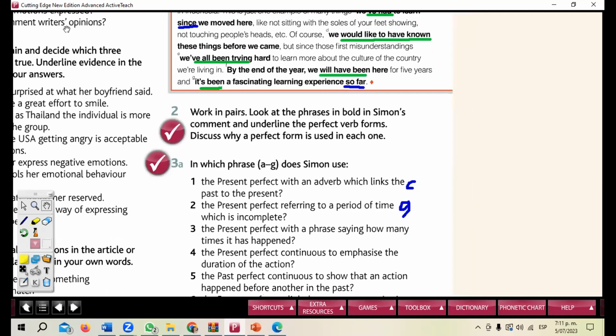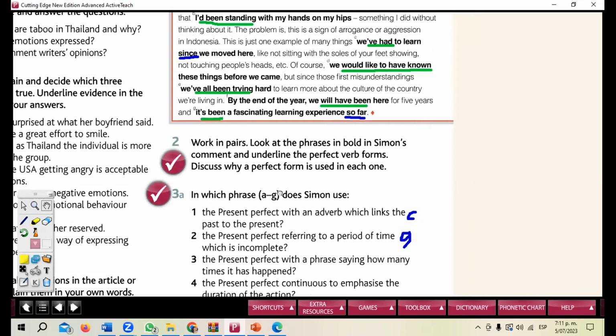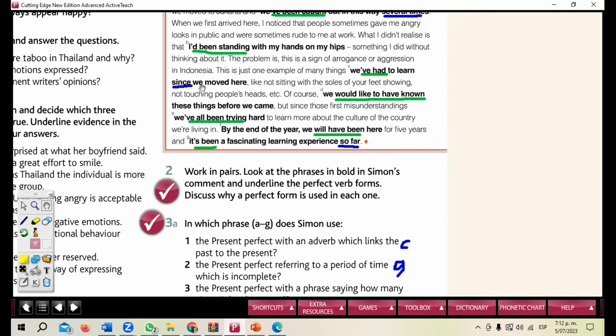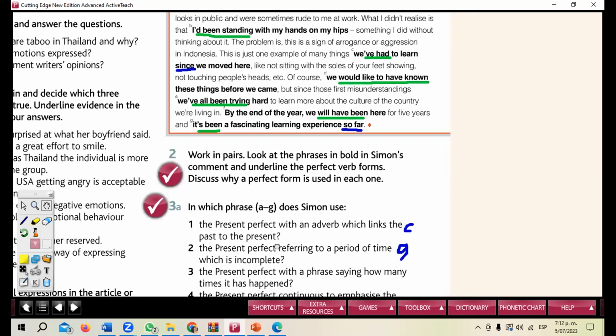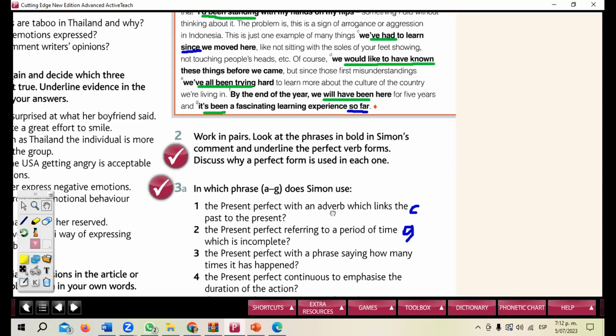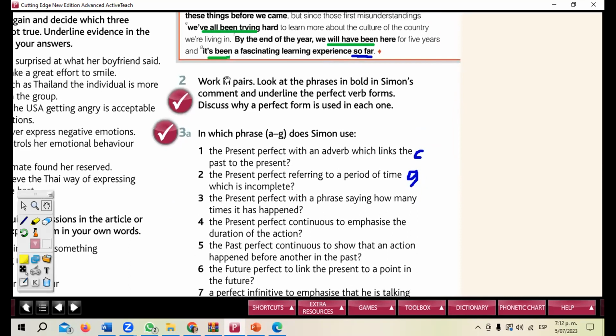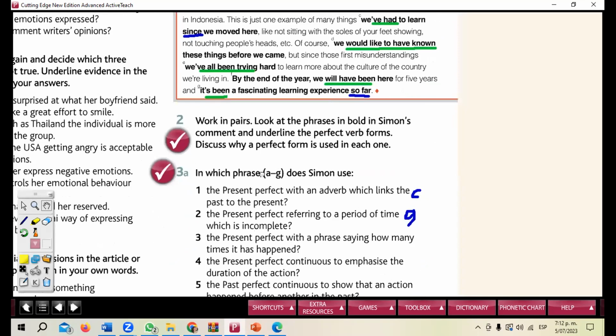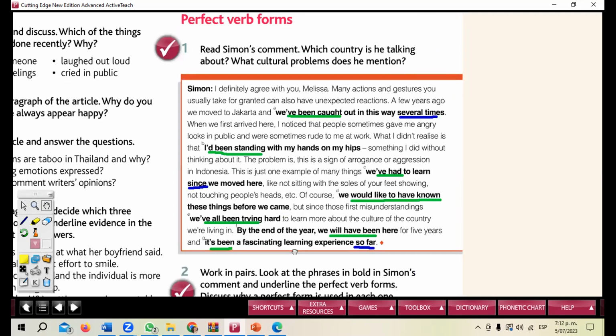Why couldn't C be the second one? Okay. Yeah. We've had to learn since we moved here. Yes, it can also be incomplete. We can also say C, but because we already use C here with a link from the past to the present, so we are trying not to repeat it, okay? But we can also say this letter C, it's an incomplete action, okay? We continue living here. All right. Okay, we say here A, right? Several times.